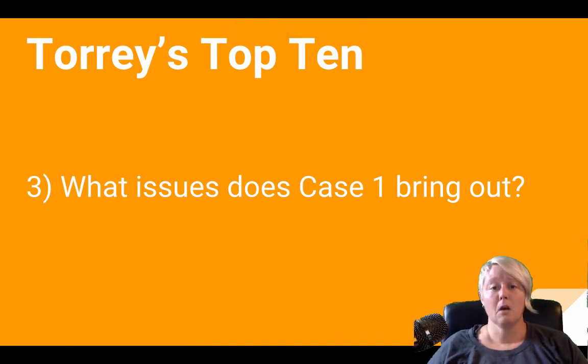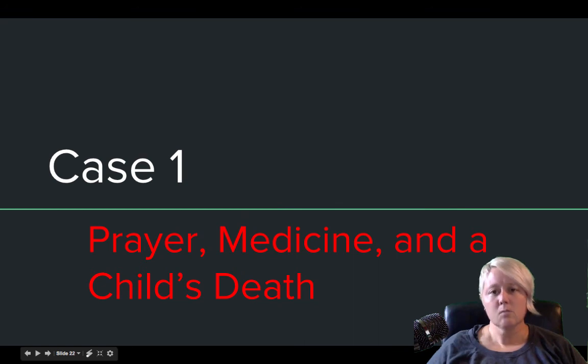The number 3 thing you should know after reading the introduction to Chapter 3 is what issues Case 1 brings out. In Case 1, the parents of a 2-year-old refused to take him to the hospital when he became sick because of their religious beliefs. They relied solely on prayer, and the 2-year-old died. So, although the First Amendment guarantees freedom of religion, the question here is how we deal with the conflict between the parents' religious beliefs and their neglect of a child to the point where it dies because they refuse medical treatment, claiming religious freedom.